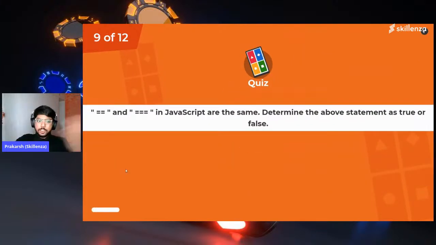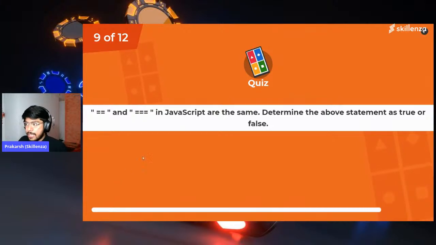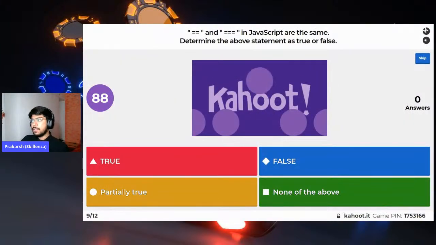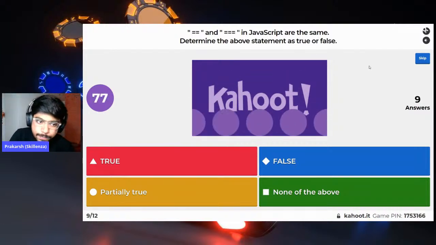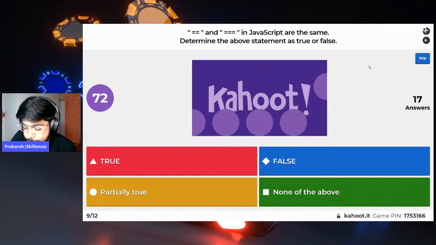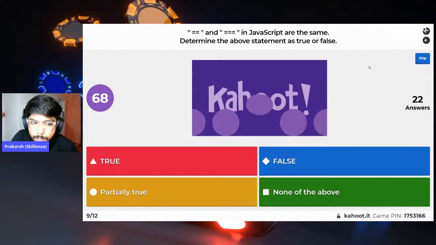Double points. The question is on your screen. I'm not going to use any technical term. In JavaScript, are the same, determine the above statement as true or false. I'm not going to use technical terms because it makes it easier for you to answer the question. The options are true, false, partially true, none of the above.